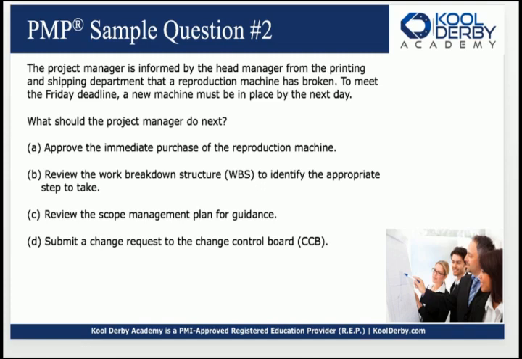It's going to give you some guidance, because once you look at it, you're going to say, oh, okay, this is the work to be done, but you don't exactly know what to do now because something is broken, right? Something has broken the machine. C, review the scope management plan for guidance. This is actually a pretty right answer. We can go to the scope management plan and say, what should we do next? And in the scope management plan, you're going to get D, submit a change request to the change control board.